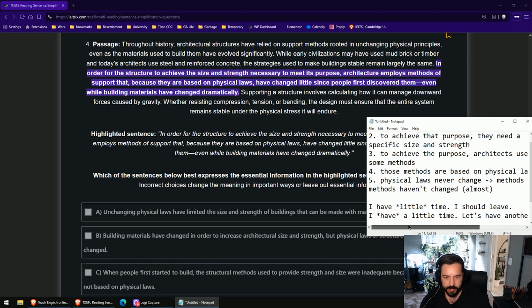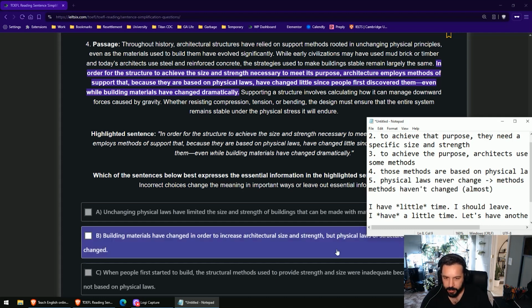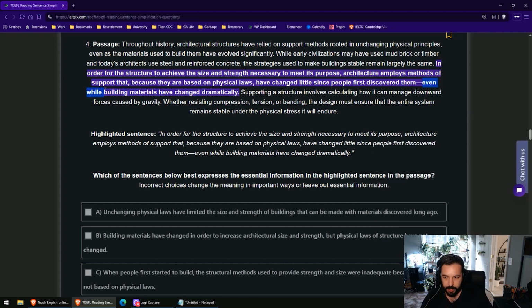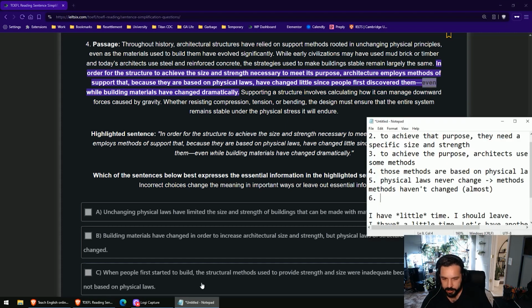So in here, when we say that methods of support have changed little, it basically means they haven't changed. Or they have, but it's negligible. The amount of change is not something that we need to worry about or even pay attention to. And then 6, that's why in here it says, even when building materials have changed. The reason we can use even in here is because we are saying one thing didn't change, but the other one did. Or one thing changed just a little, but the other one changed dramatically. Materials have changed a lot.